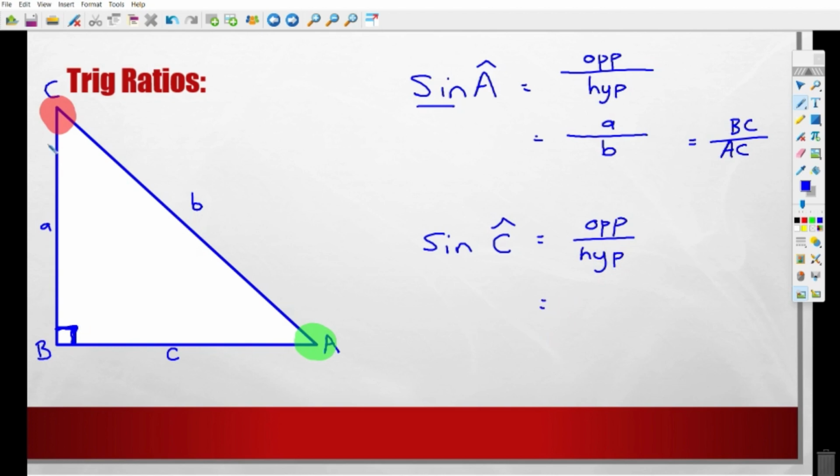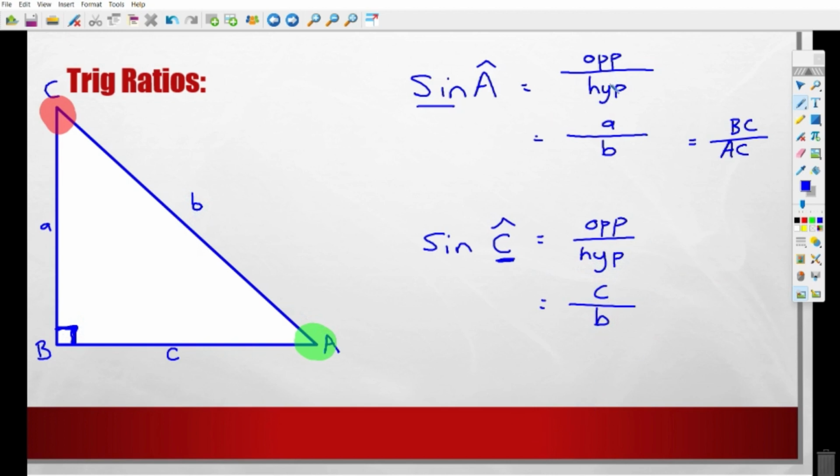So what is the side opposite angle C? Because we're dealing with angle C here. Opposite angle C is little c, or side AB. And now what's the hypotenuse? The hypotenuse is always opposite which angle? The 90-degree angle. So I look for the side opposite that. It's little b.